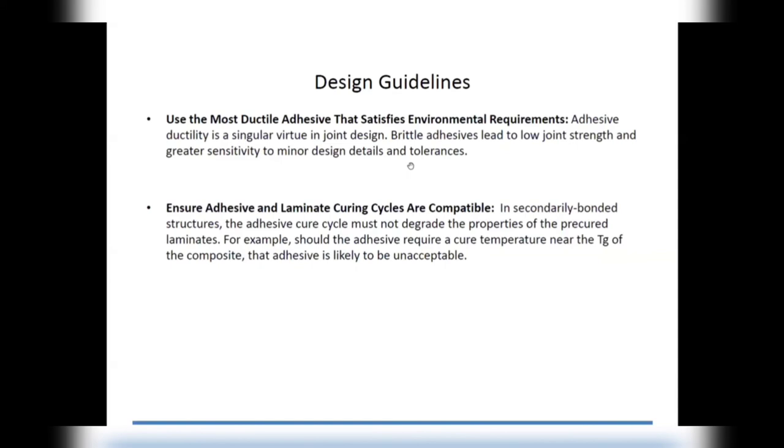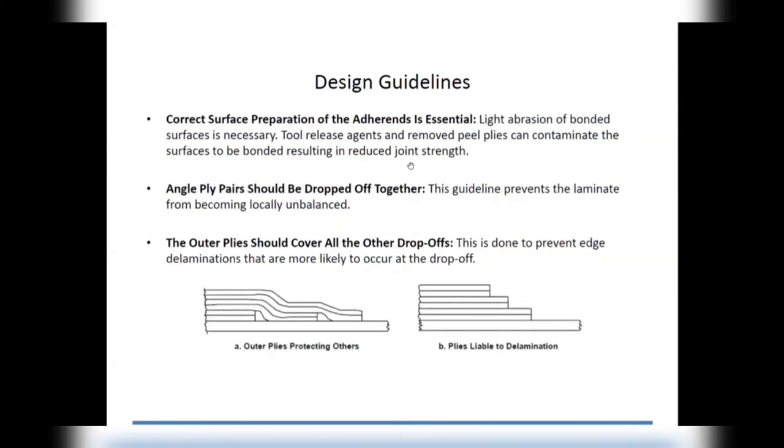Ensure that adhesive and laminate curing cycles are compatible. If they're not, you can get in a situation where the laminate will be severely degraded and you could have a failure. For example, should the adhesive require a cure temperature near the Tg of the composite, that adhesive will likely be unacceptable. So it's important to make sure that the materials you're using are compatible for your application.